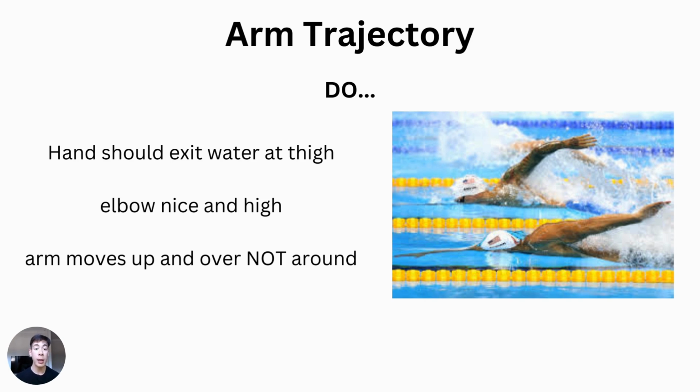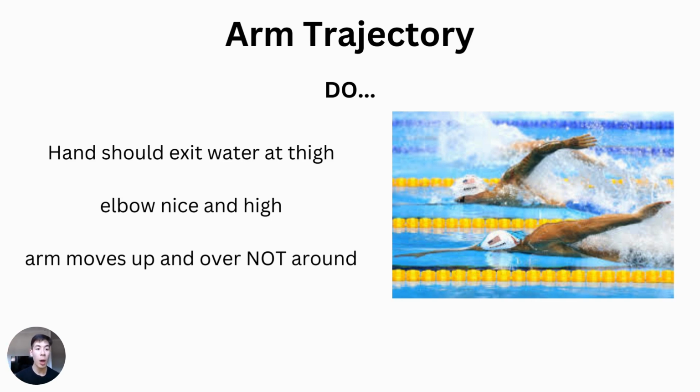So instead, this is what you should do. Your hand should be exiting the water right next to your thigh. Once that's done, your elbow needs to be nice and high, and you move your arm up and over your head, not around your head. All right, so this is a really good cue I like to use with the swimmers I teach. Make sure your arm goes up and over as opposed to around.